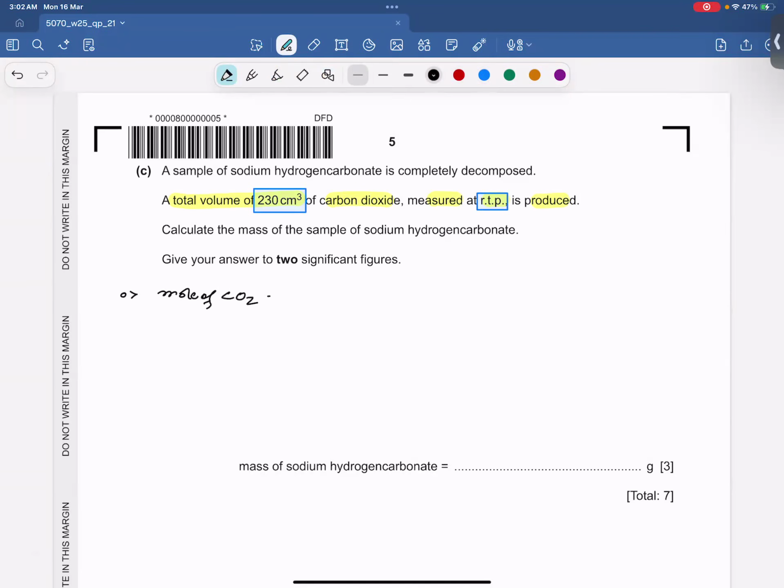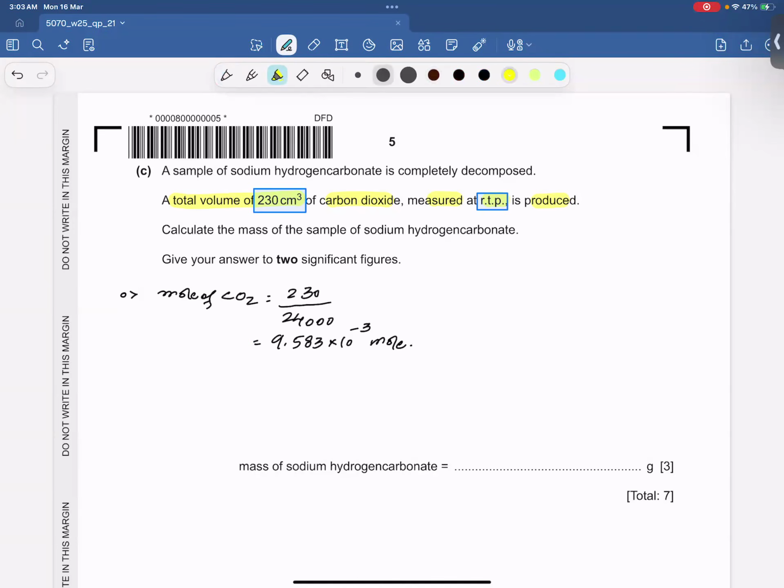To get the moles of carbon dioxide, I'm going to divide 230 by 24,000 cm³. 24,000 cm³ is the molar volume at RTP. So moles is going to be how much? 230 divided by 24,000 is going to be 9.583 × 10^-3. Okay. So I've got the moles of carbon dioxide.